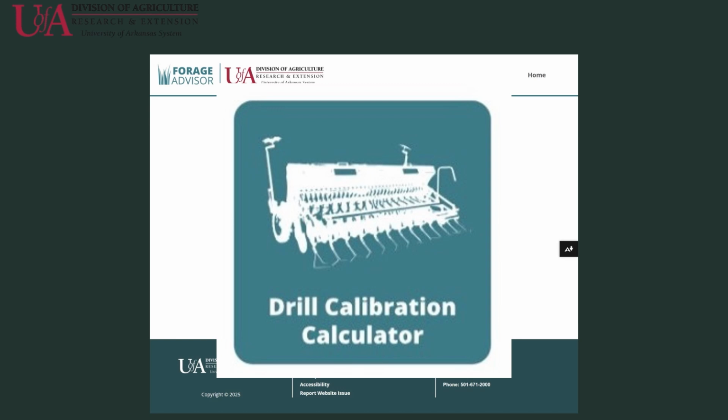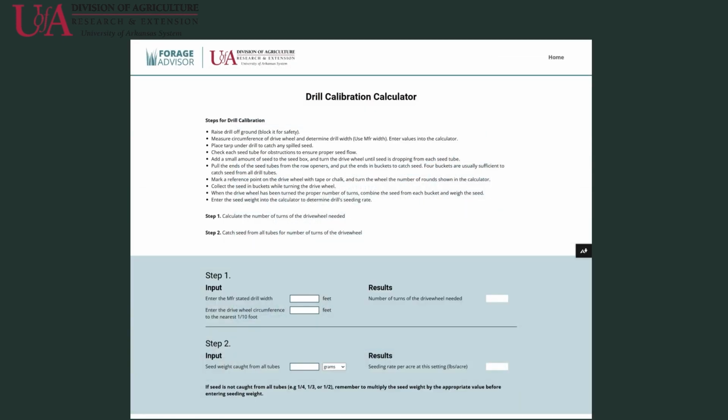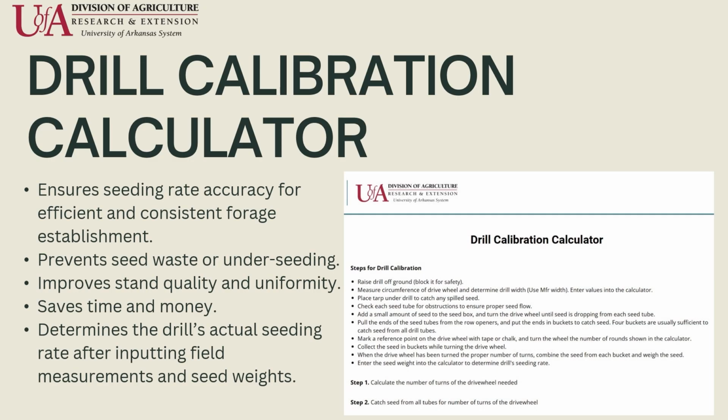The next one is your drill calibration. This is about as simple as it gets. It has detailed instructions on it, and all you need is the width of the drill, the circumference of the wheel of the drill, and how far you want to go. It helps you with your seeding rate. It helps you prevent seed waste. And I'm not good at math, so it helps me.